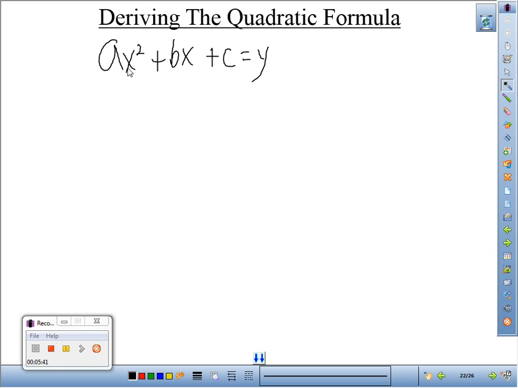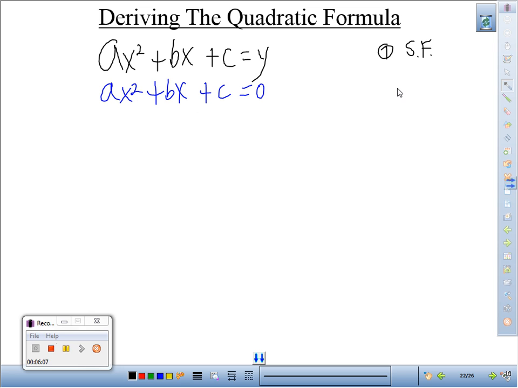Like any other quadratic equation, what is the first thing we do? Substitute y for 0. So we end up with ax squared plus bx plus c equal to 0. And now let's start our completing the square process. What is step 1? Is it in standard form? Yes. Step 2, what do we do? Divide by the leading coefficient.